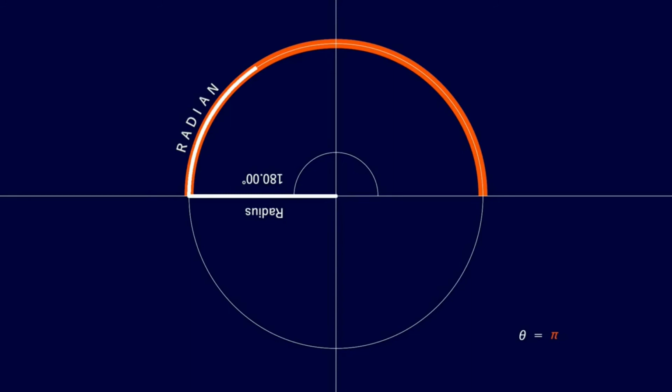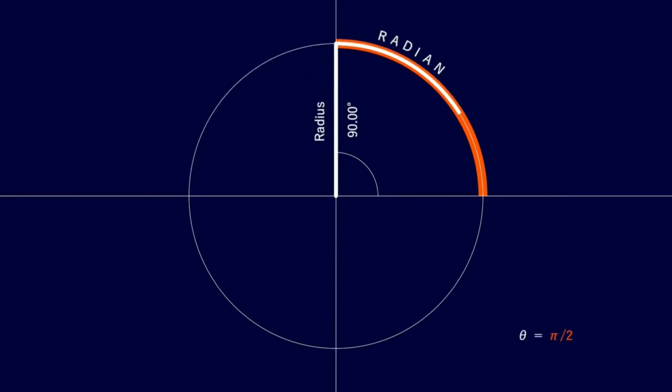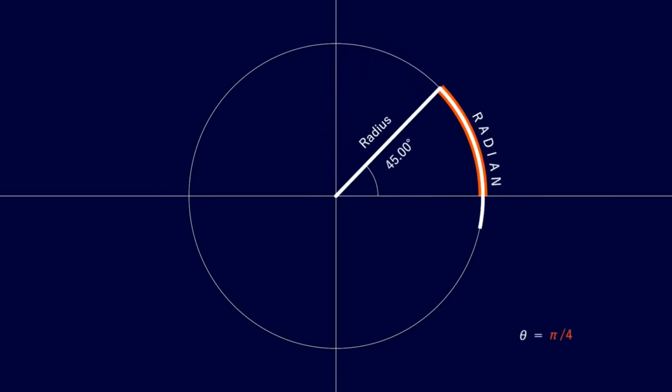We can apply this calculation to the other angles. A 90-degree angle is pi over 2 radians wide. And how about that 45-degree angle? A 45-degree angle measures pi over 4 radians. As a reminder, the arc length equals theta times the radius. In this case, pi over 4 times the radius.